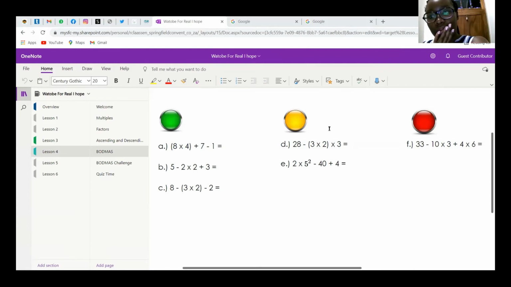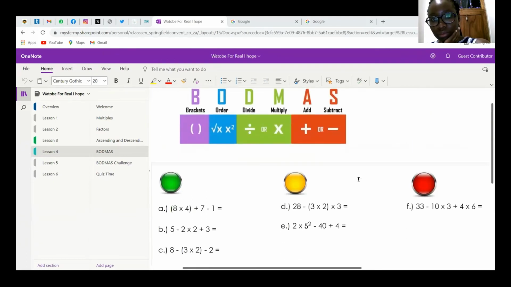Oh, okay, ma'am. Because we have brackets, when there's a bracket, we always start with the brackets. As it says, the first step of BODMAS is brackets. So we're going to first start with 8 times 4, which is 32. And then we're going to work from left to right. Then 7 minus 1 is 6. So 32 plus 6 is 38.